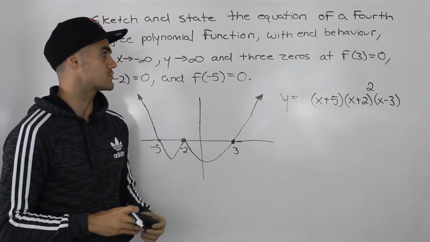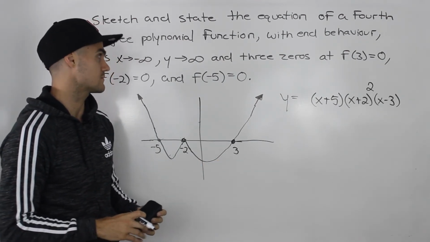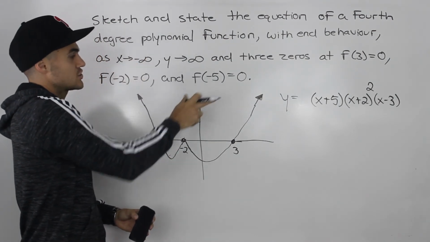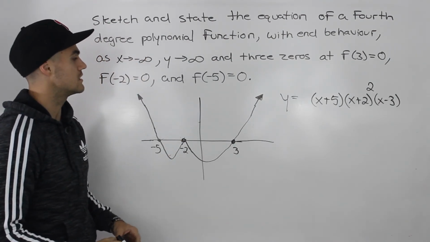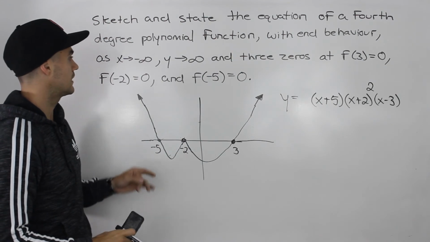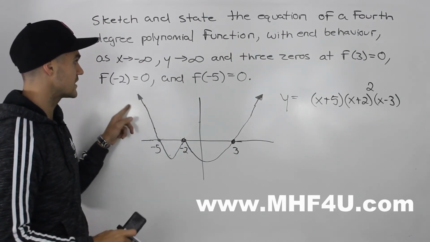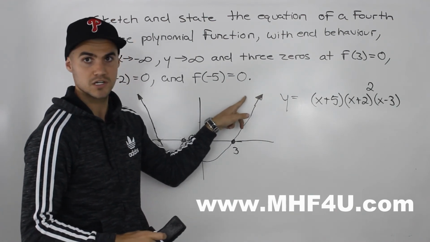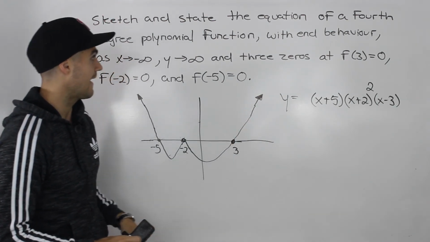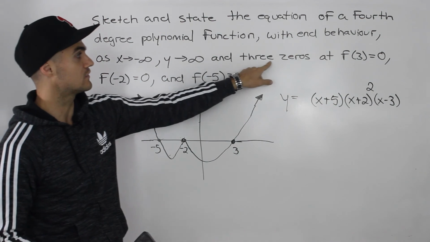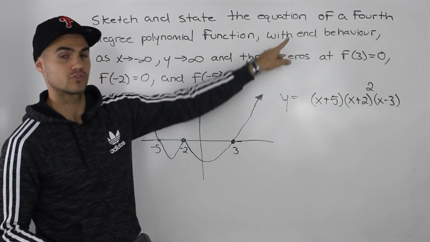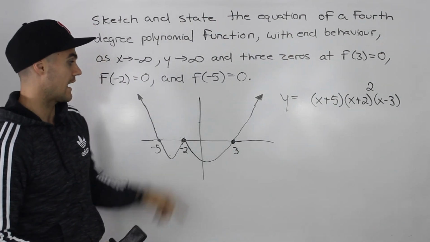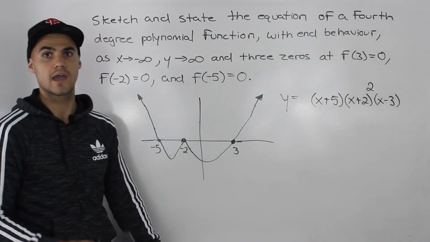So a bunch of different options for this question, a bunch of different options for the sketch and the equation. The important thing to know is that we were given the left end behavior. It's a 4th degree polynomial, so the right end behavior is going to be in the first quadrant. And because we were only given 3 x-intercepts and it's a 4th degree polynomial, at one of the x-intercepts there's going to have to be a bounce.